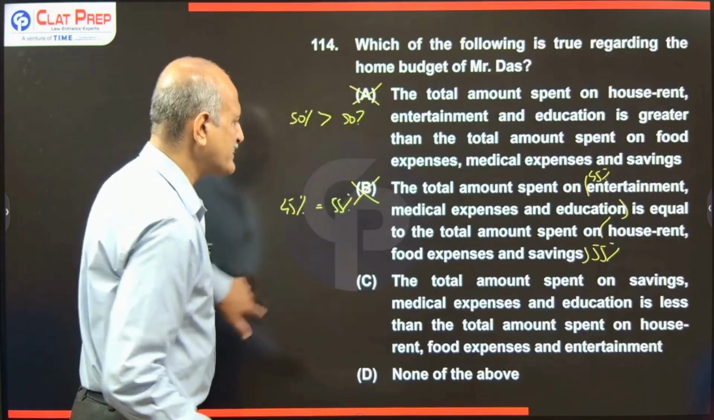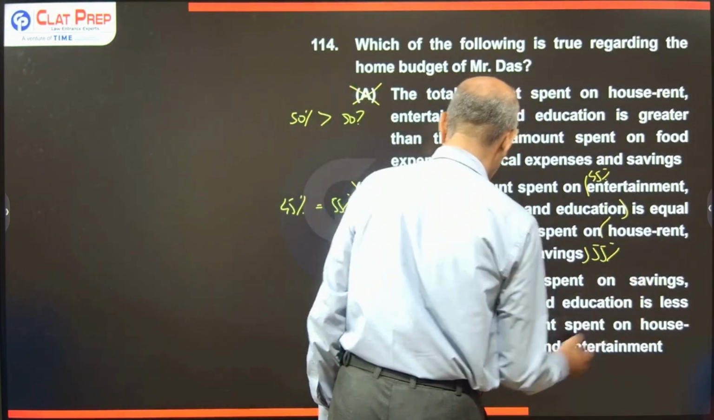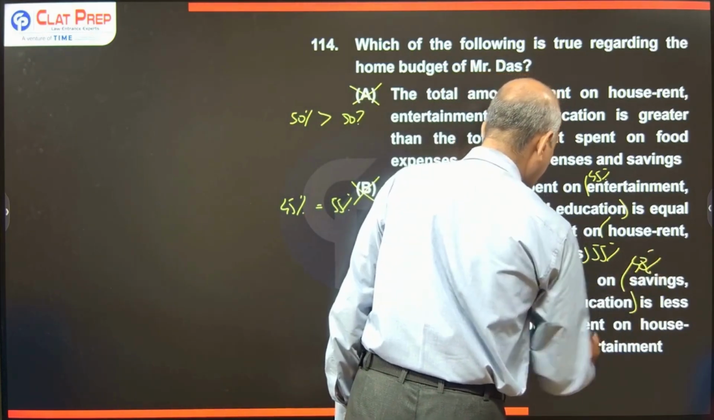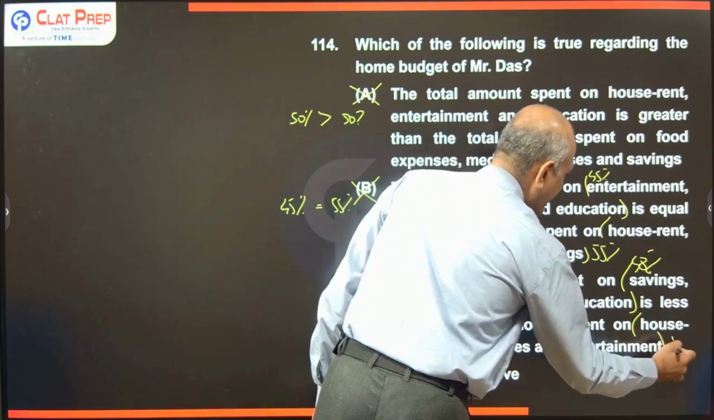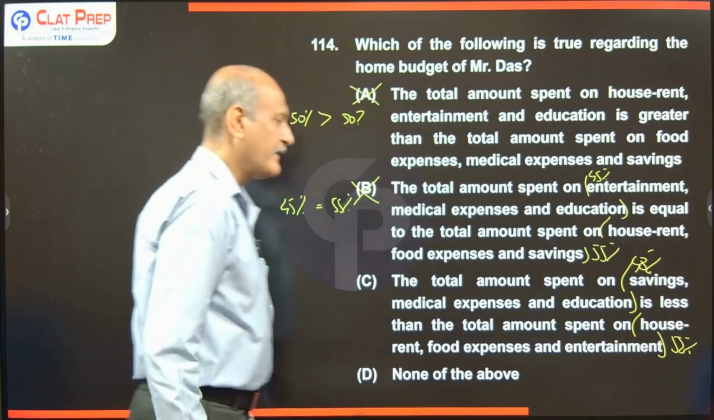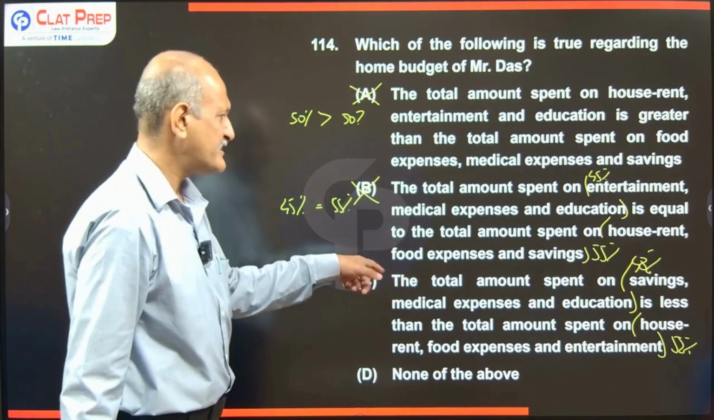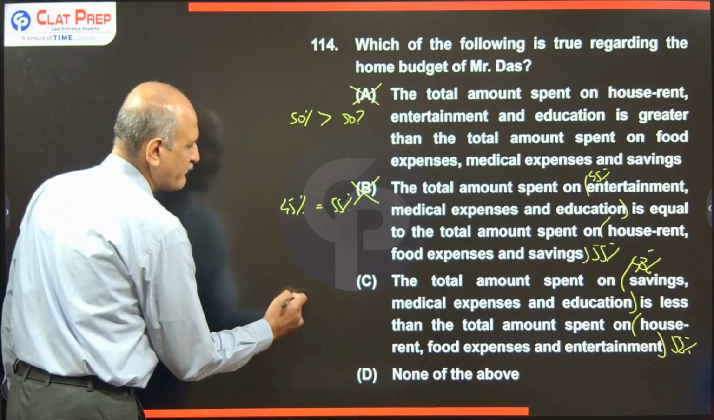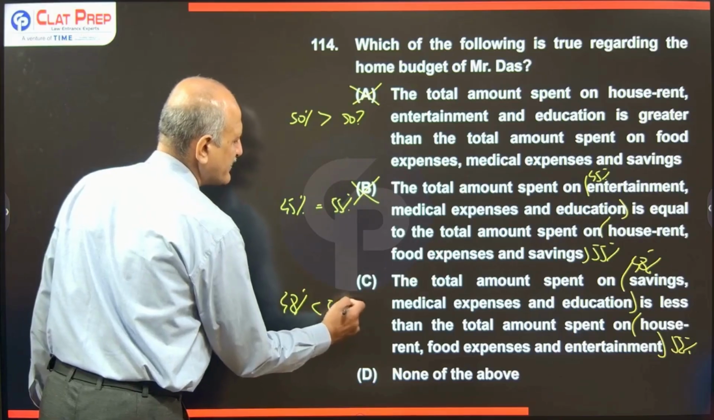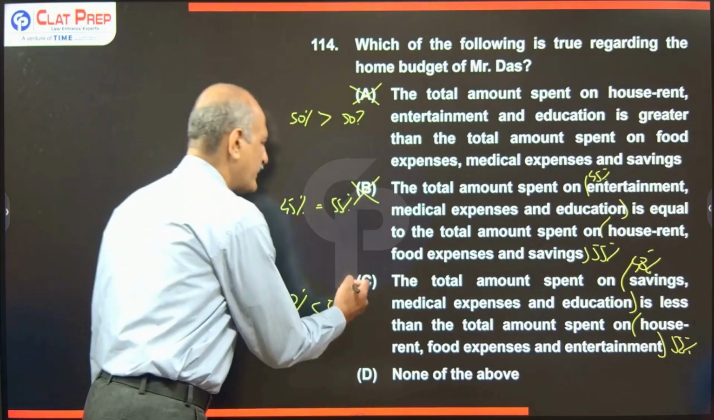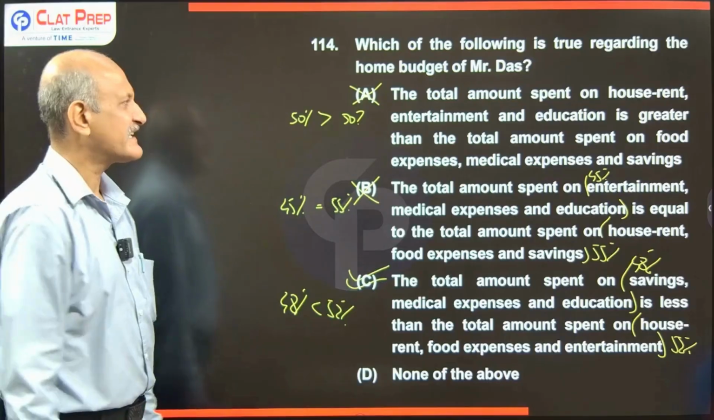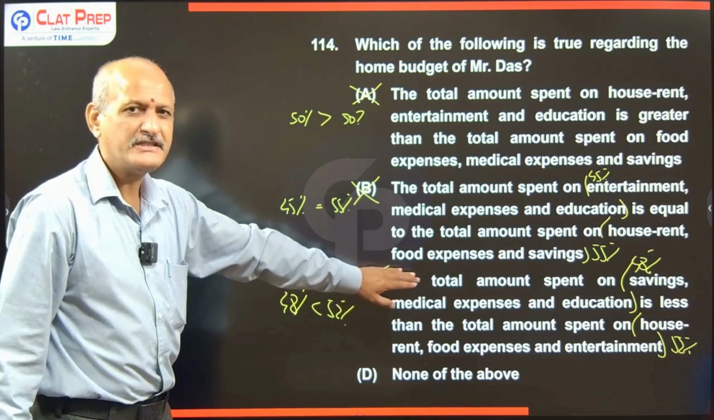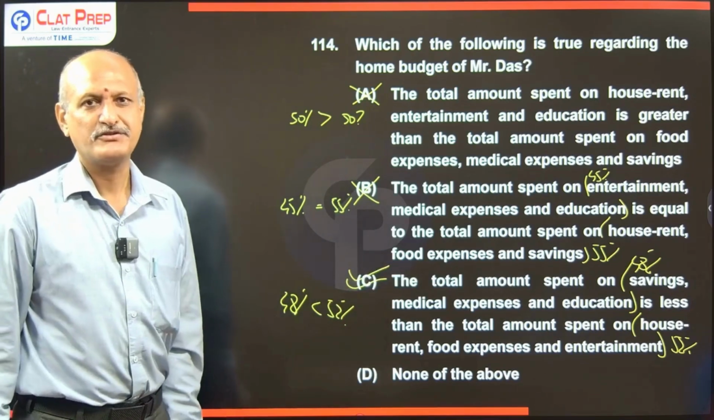So 48% he is giving to these 3 categories. It is understood for the other 3 categories he will give 52%. Now the statement is telling that 48% is less than 52%. Is this statement true? Definitely true. Hence we can tell option C is the correct answer. We are supposed to find which of the following statements is true. The statement given in option C is the correct one. That is the answer to this question.